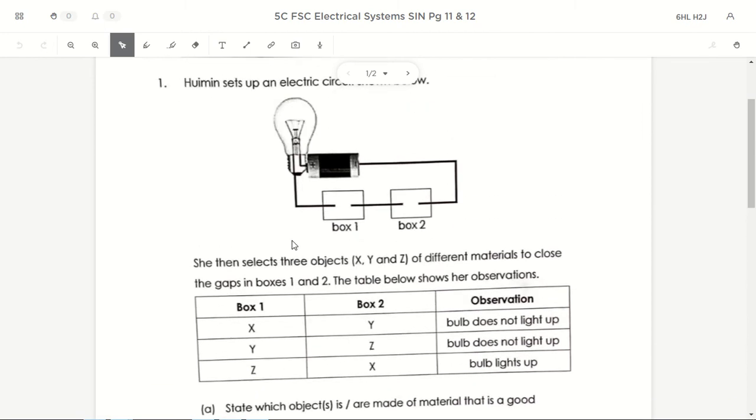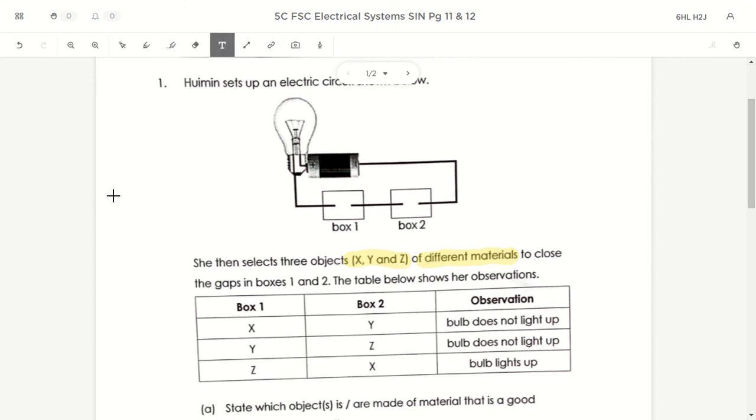Okay, so what happens here is that three objects are selected. You have objects X, Y, Z of different materials, so I don't know what materials they are. They can be metals or non-metals. To close the gap, they will put them here and connect them to the two ends, and then you see whether the bulb lights up. So you look at the table, it tells you which one lights up, which one doesn't light up.